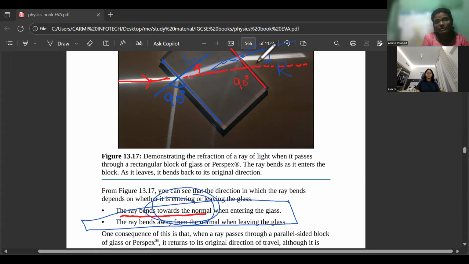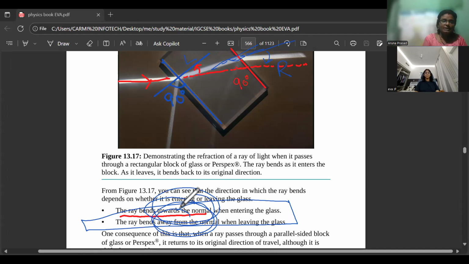Again, when it is leaving, the opposite is the case. It will move towards the right. Right means away from the normal. Just the opposite is the case. You will learn better when you do the practical. Your teacher will explain the same thing again practically.